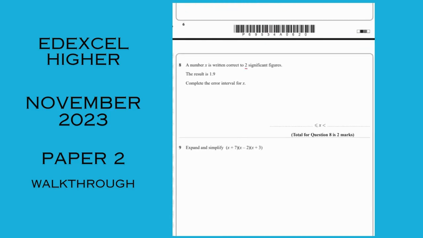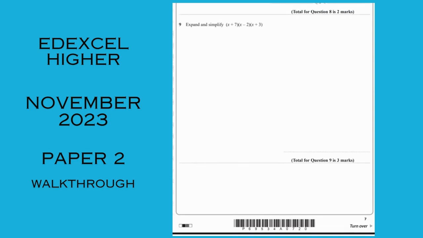Number 8, we've got 2 significant figures, and that second important number is in the 10 pence column. Now, why am I explaining it like that? Because it's important. For bounds, you go up and down by half the rounding amount. If the rounding amount is 10 pence, go up and down by 5 pence. £1.95 and £1.85. Oops.